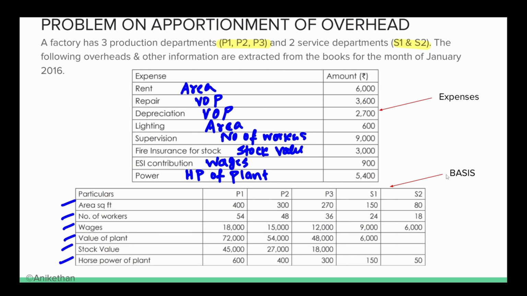Now once you have the basis, in the apportionment, what you have to do is this 6,000 rupees you will have to spread across 5 departments. So we will see the detail in the next class.